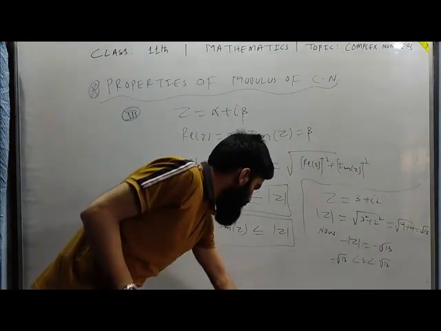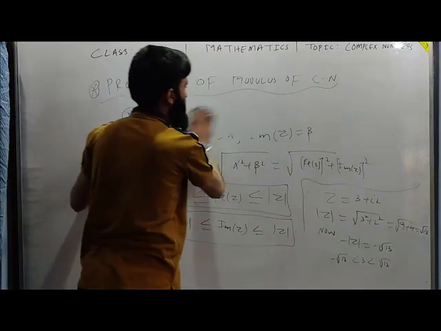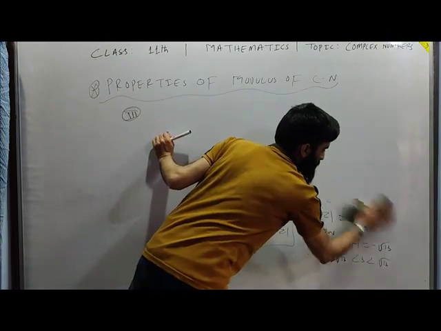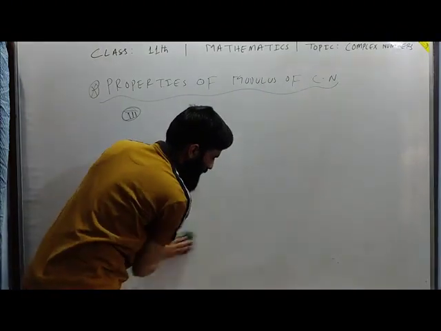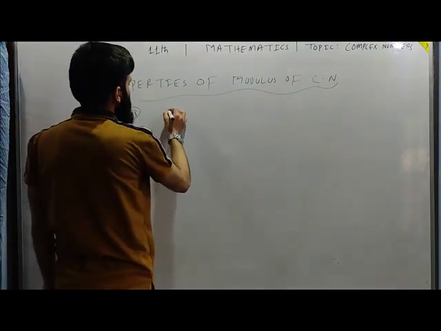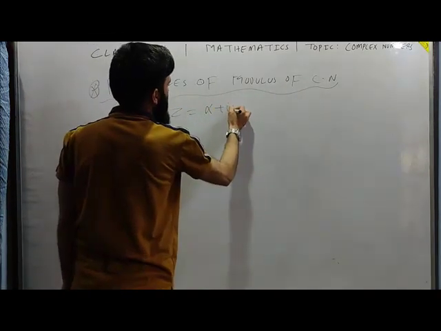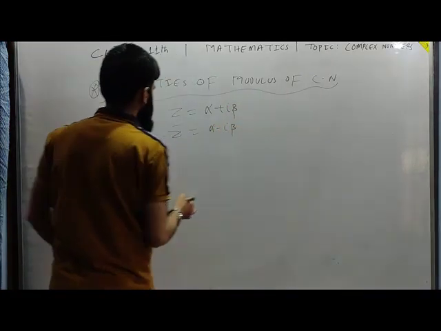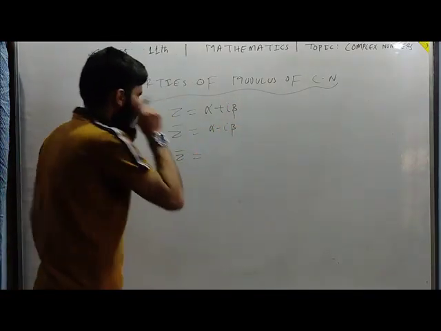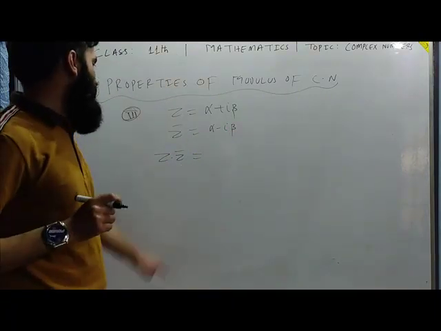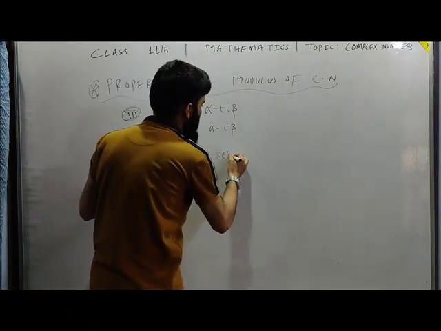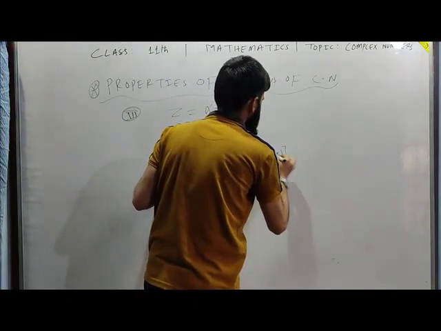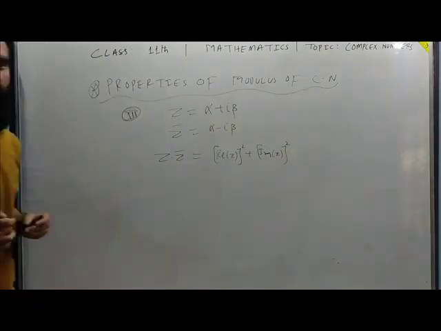Now the fourth property which we are going to discuss, a very important property, is that if z is any complex number alpha plus iota beta, then z conjugate is alpha minus iota beta. Now if you take z times z conjugate, from the properties of conjugate we have determined that it is equal to real part of z square plus imaginary part of z square.